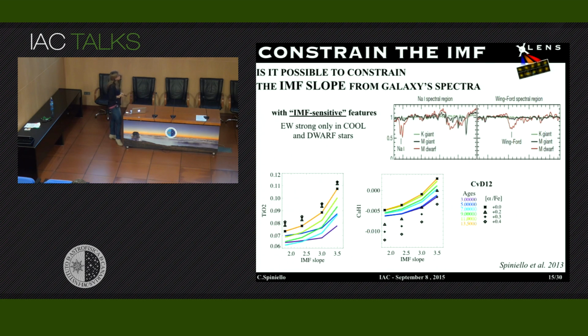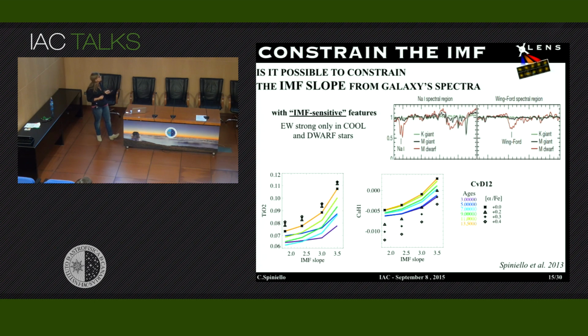So how can we constrain the IMF slope directly from galaxy spectra? Basically by looking for stellar absorption features that are there only for those particular cold dwarf stars. So this is an example, from the original Nature paper by Conroy and van Dokkum. Here you can see the sodium doublet, roughly 8,000 angstrom, and here a Wing-Ford molecular iron band.